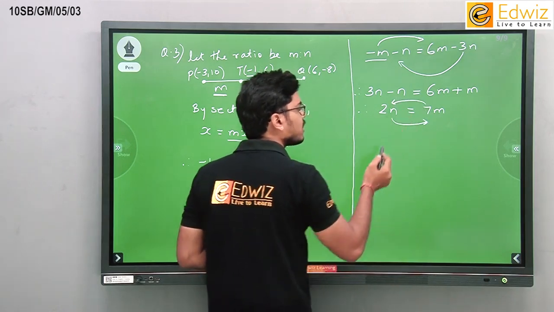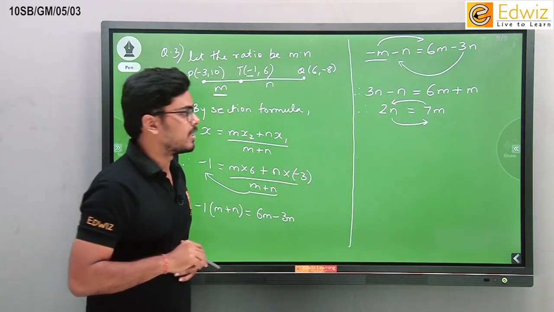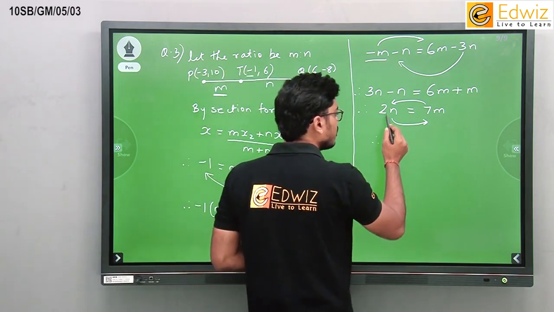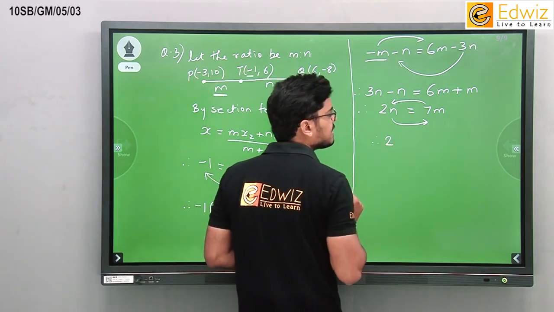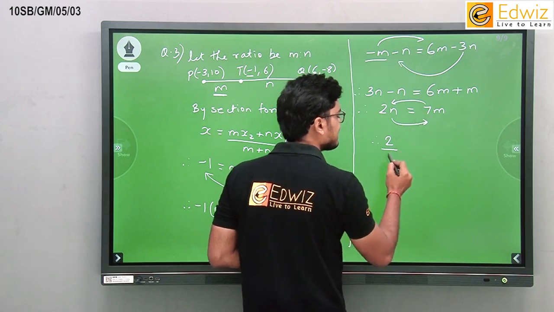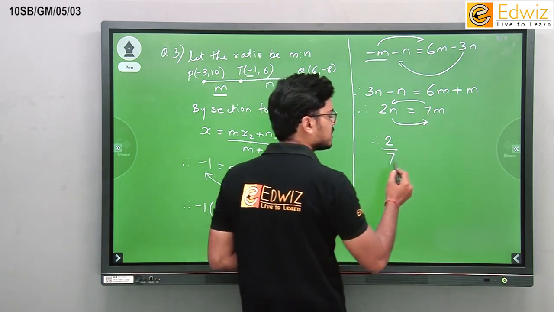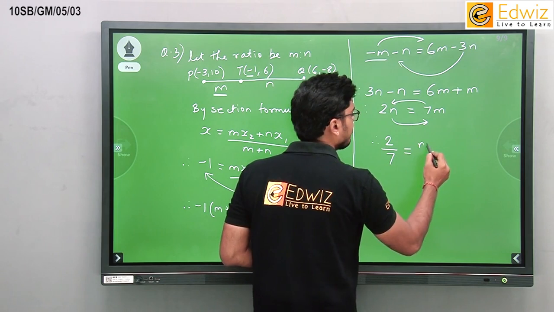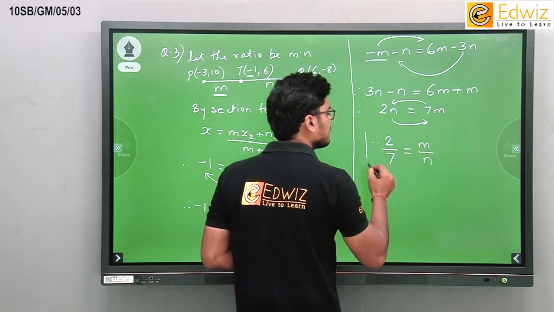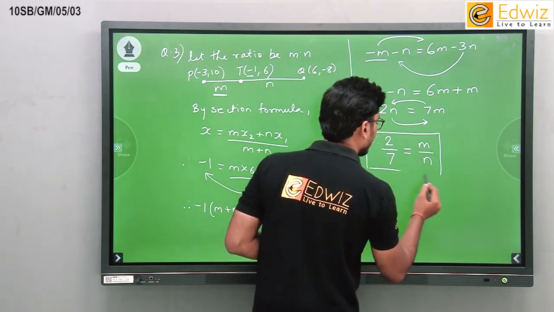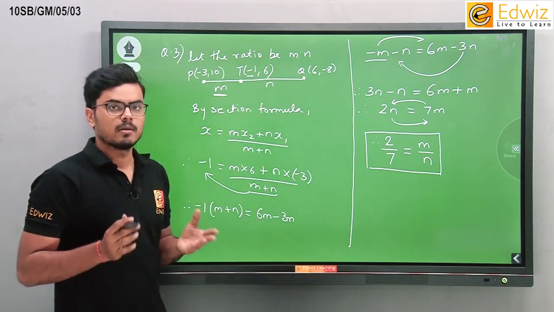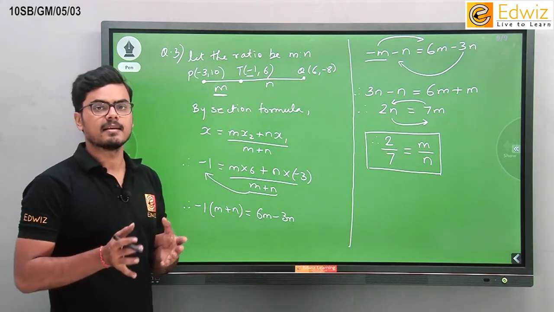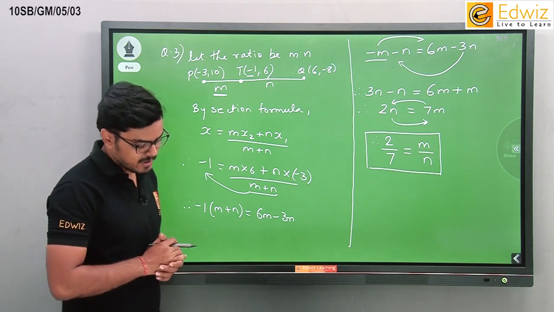7 को यहाँ पे shift करूंगा तो again it will go in the denominator. Okay. So this will become 2. It remains here only, divided by 7. When it comes here, it will become 2 upon 7 equal to m upon n. This is the ratio that we had to find out. Okay. So the ratio of section here is 2 upon 7. This is what we had to find out.